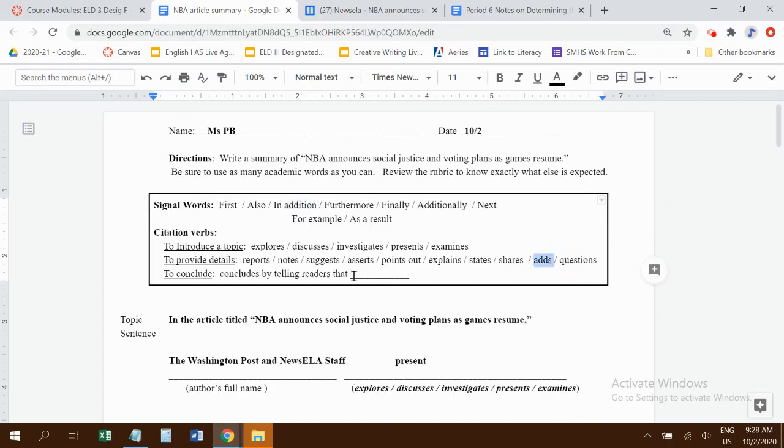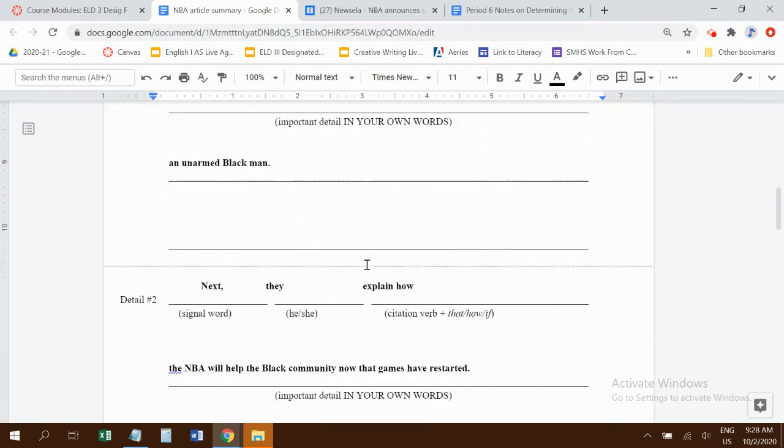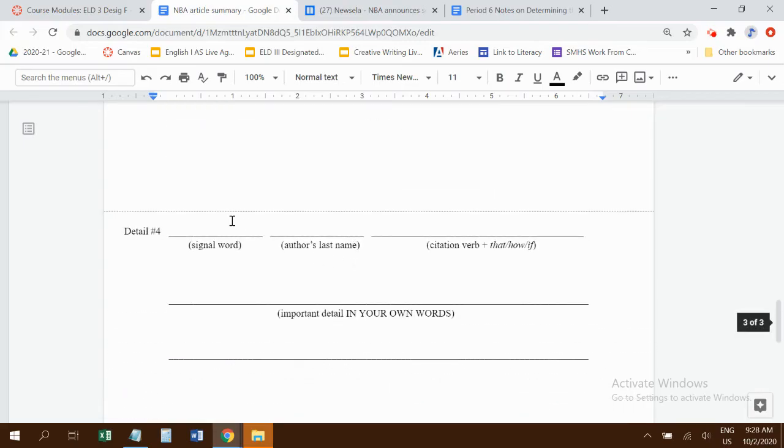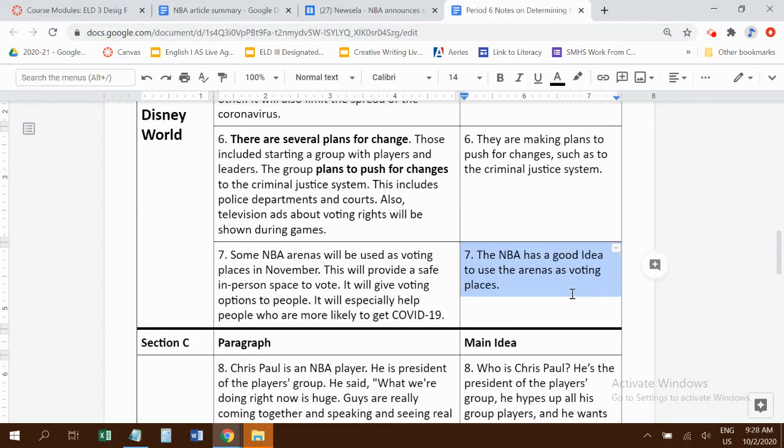It's a little, okay, it's a little repetitive. So maybe I'll say, furthermore, ads. Let's do this. I'm on detail number 4. I'm almost done. Furthermore, Washington Post and New Zealand staff. What did I choose? Oh, it was ads that. And now my important detail.